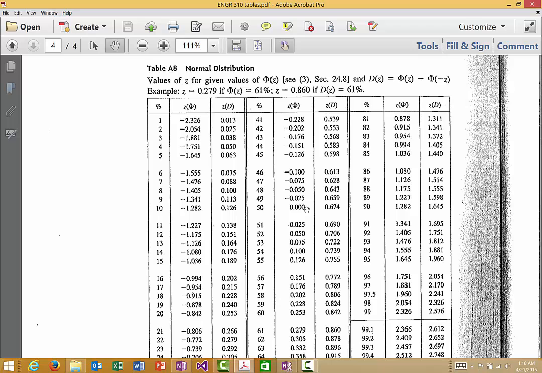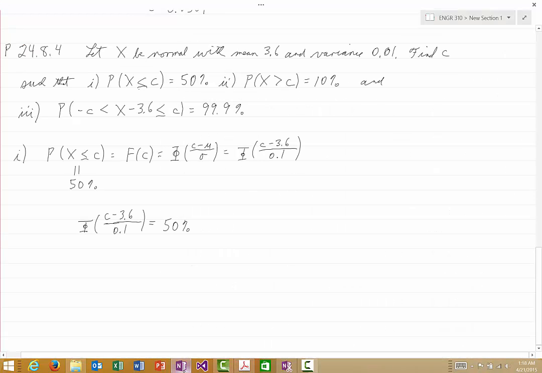So if we come back here, since phi of this quantity in the parentheses is 50%, then according to table A8, the quantity in parentheses must be 0. So C minus 3.6 over 0.1 is equal to 0. And so C equals 3.6.